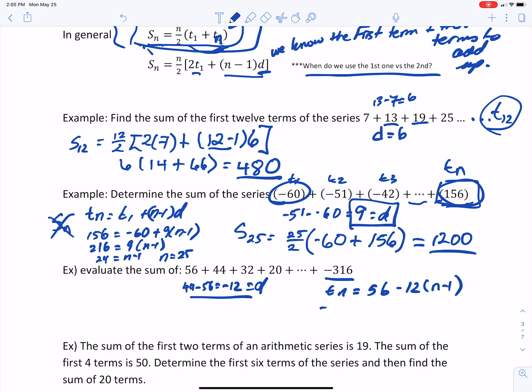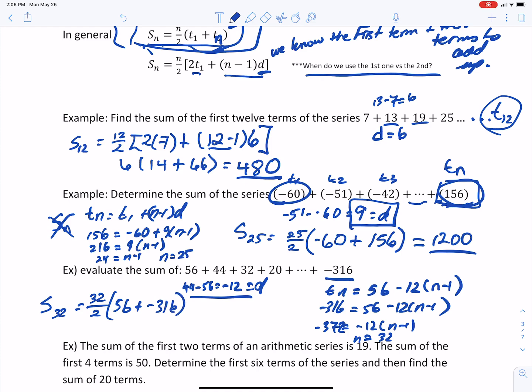And Tn is actually negative 316. So I'm going to solve this. I'm going to take away 56. Oops, 372. I missed the 2. And then I get that n turns out to be, and I'm running out of space, so I'm just cutting the steps here, n turns out to be 32. So then you should say that the sum of 32 is n over 2, first term plus last term of those 32, and that should give you negative 4,160. So I hope you found that.